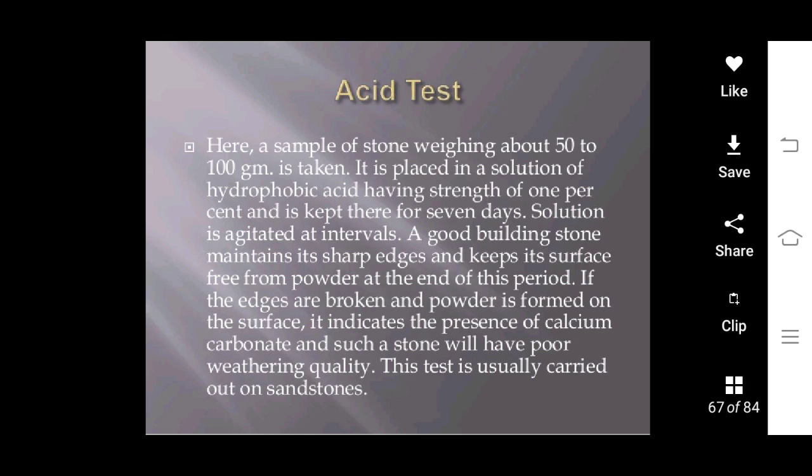At the end of this period, if the edges are broken and powder is found on the surface, it indicates the presence of calcium carbonate, and such a stone will have poor weathering quality. This test is usually carried out on sandstones.